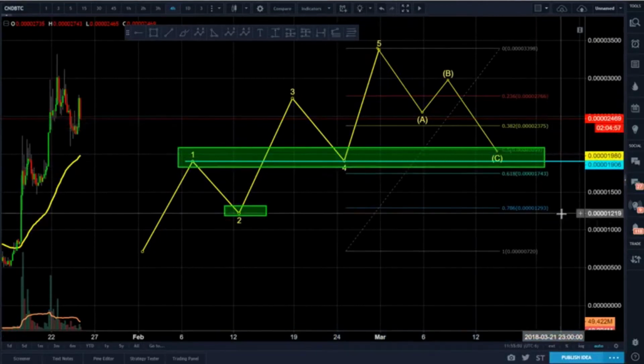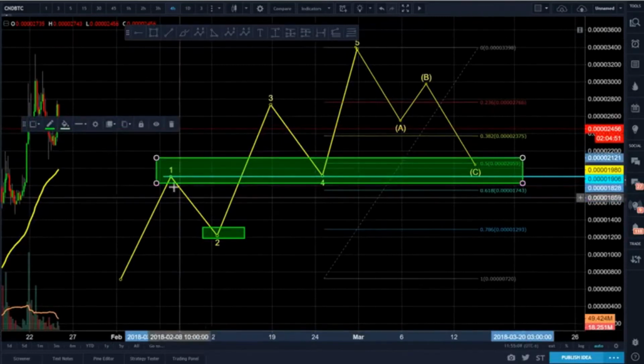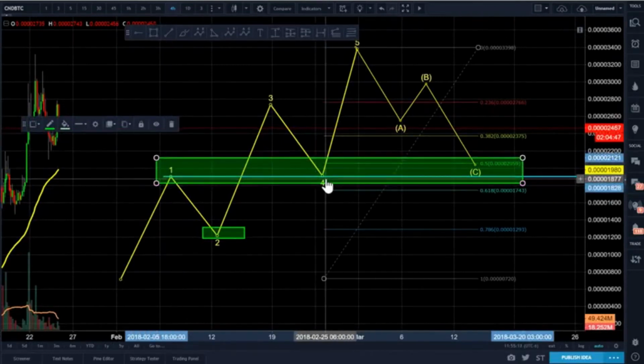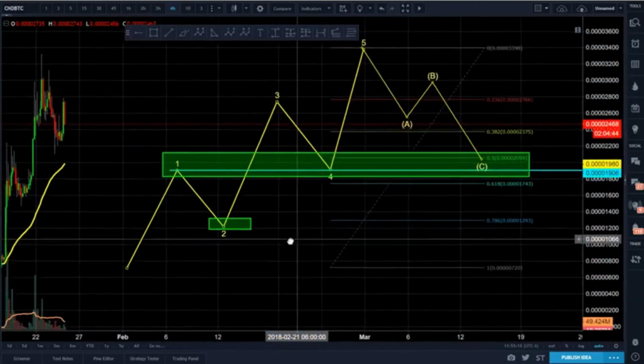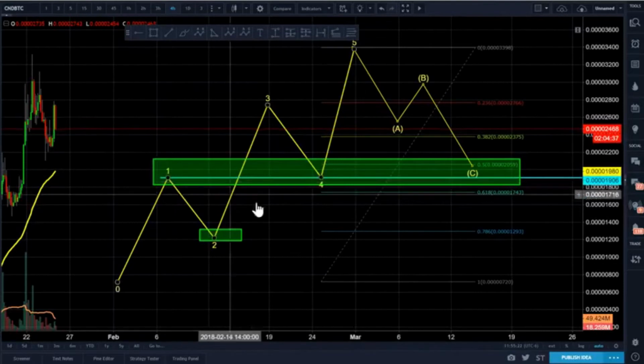What we can assume right away is that this ABC correction, which can come in many different ways, will most likely retrace to the region of wave 1 and wave 4. This is very simple to deduce, because they were previously resistances that have now become support. This became a support there. This was a resistance, now became a support.